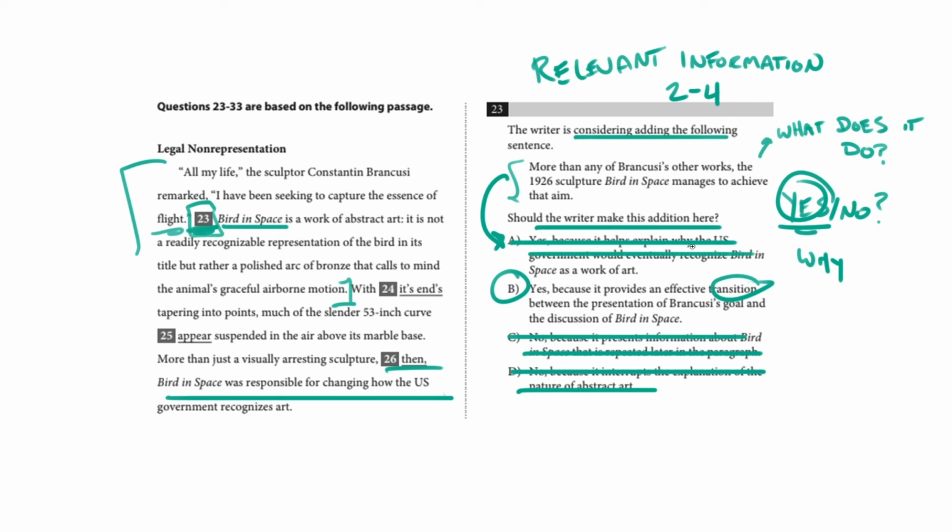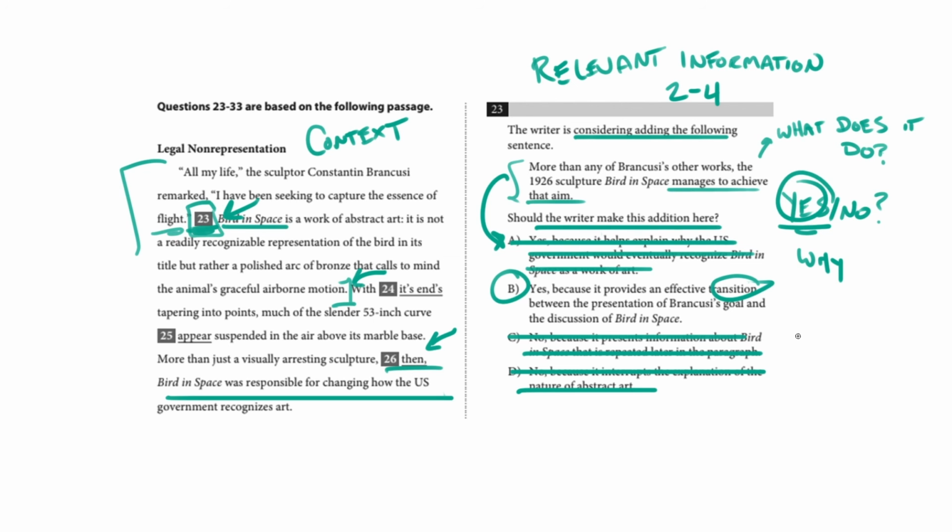So when you are asked, should the writer make this addition, first focus on the context. Where is it fitting in exactly? Because it could be that the sentence being proposed makes more sense here or here, but not here. So you want to focus on whether or not it is immediately relevant in the specified spot, not could it fit somewhere else in the paragraph. It probably could. But here we have this reference specifically: the sculpture manages to achieve that aim. What aim? Capturing the essence of flight, right? It even makes a reference back to the previous sentence. So we're trying to determine, does it fit in and why?